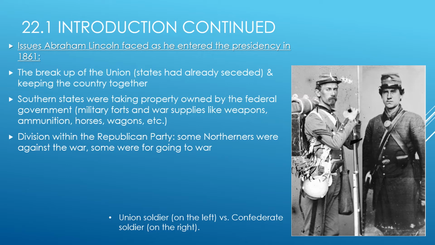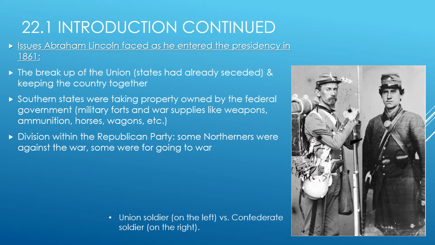So when Lincoln takes over the presidency, he's got a couple issues to deal with right from his very first day as president. He's got to deal with this breaking up of the Union. Because remember, those 7 states left before he officially took over power. So he's got to figure out, how do I keep our nation together? He's also having to deal with the fact that these southern states are taking all of the property owned by the U.S. government in their state. So if there is a federal fort in their state, the southerners are taking it. They're taking the war supplies that are there, like weapons, ammunition, and so on.